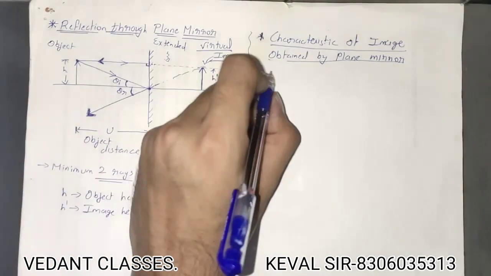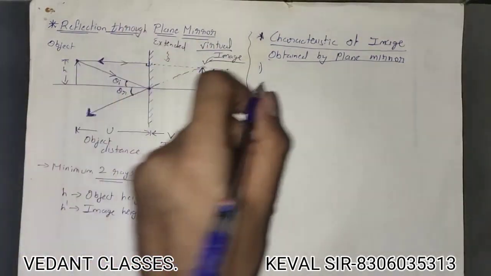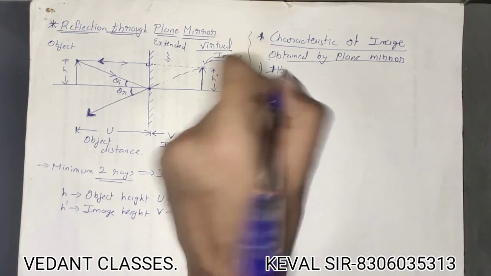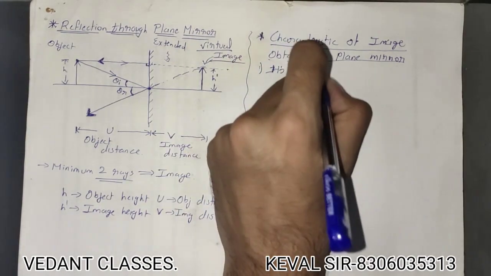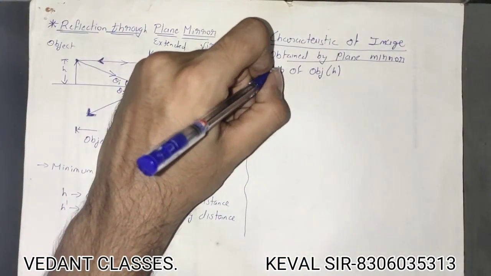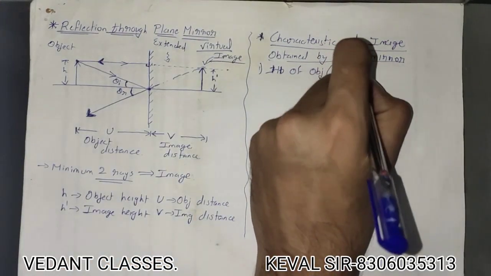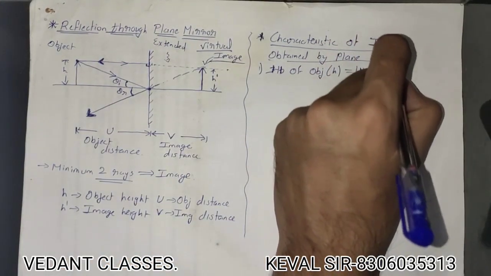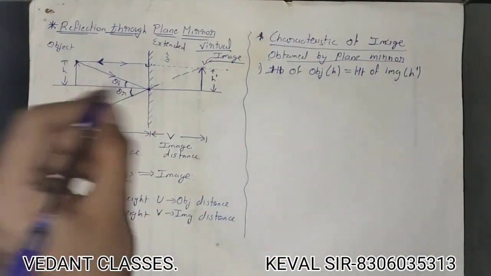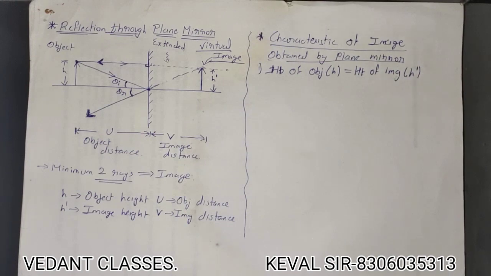Okay, so the first characteristic is, you can see that height of object, here it is h, is equal to the height of image, that is h dash. So object height will always be equal to image height. Okay, when you look at the plane mirror, then it will show the same height as yours. Okay, the height will never get changed in the case of plane mirror.